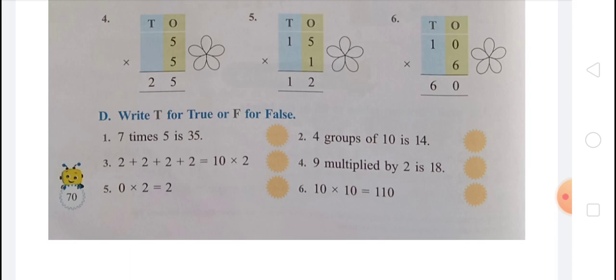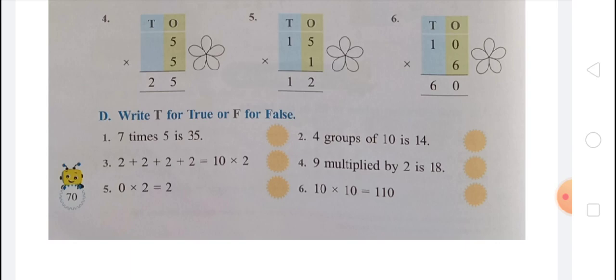Second, 4 groups of 10 is 14. 4 groups of 10 will be 10 multiplied by 4 equal 40. 40, not 14. Okay, so the second is false.